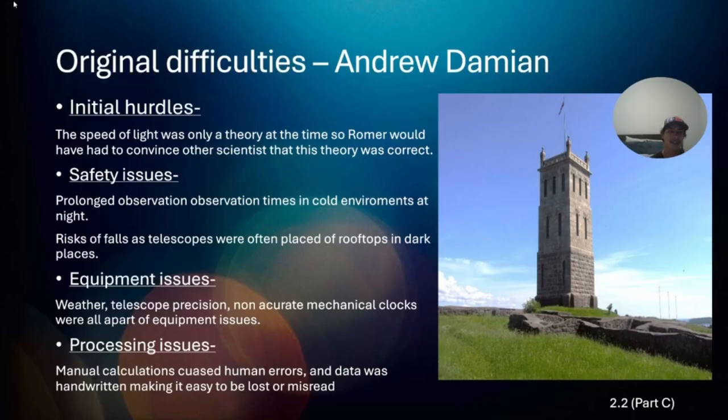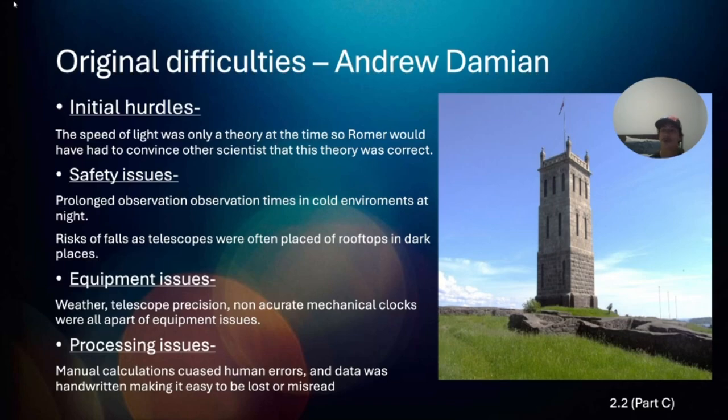Some of the safety issues were prolonged observation times in cold environments at night, and risk of falls as telescopes were often placed at rooftops in dark places. Some equipment issues: weather, telescope precision, and non-accurate mechanical clocks were all a part of equipment issues. Some processing issues: manual calculations caused human errors, and data was handwritten, making it easy to be lost or misread.